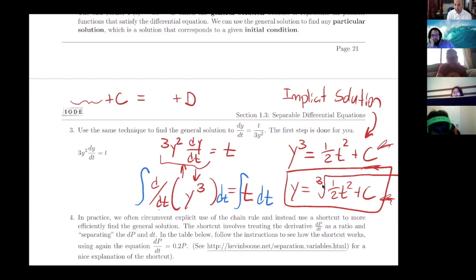It really doesn't. What you do want to be careful about is that plus C has to be inside the square root, right? Because we have an expression on the right side, and then we should take the cube root of the entire right side of the equation. So if you have the plus C outside of the square root, that would be incorrect.